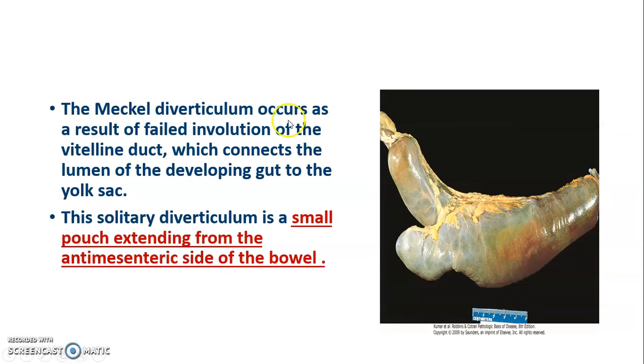The Meckel's diverticulum occurs as a result of failed involution of the vitelline duct, which connects the lumen of the developing gut to the yolk sac. This solitary diverticulum is a small pouch extending from the antemesenteric side of the bowel.